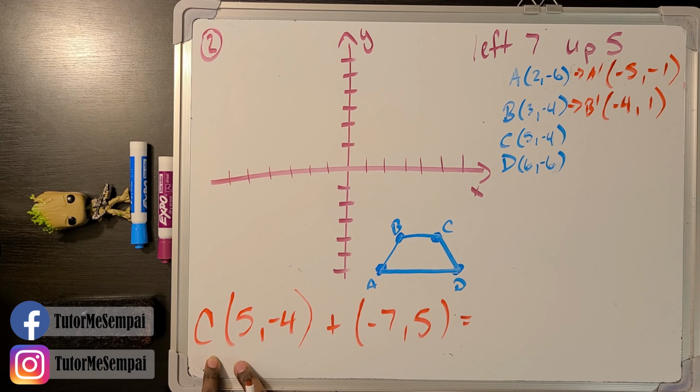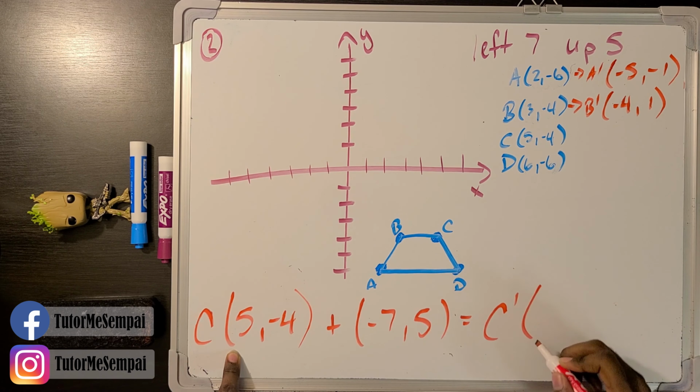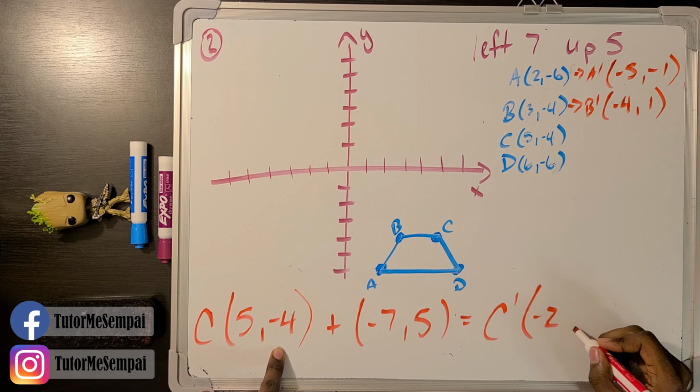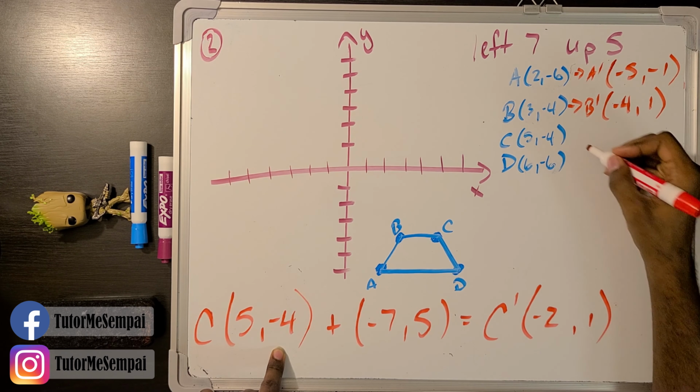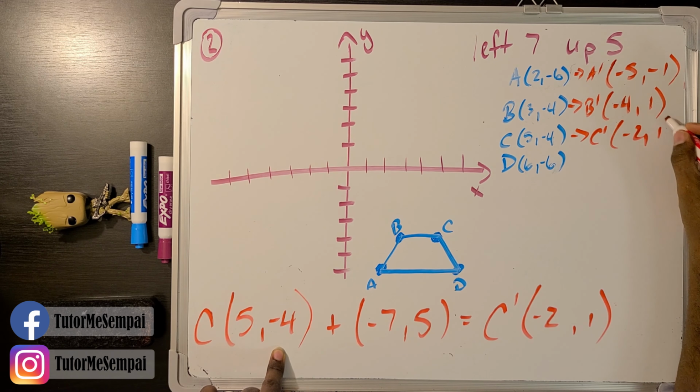C is starting at 5, negative 4. And if we're going to subtract that 7 from the x coordinate, our C prime is going to have a negative 2 now. And if we're going to add that 5, we're also going to have a 1 here. So C prime looks to be negative 2, 1.